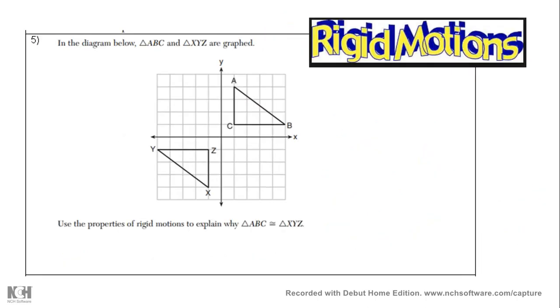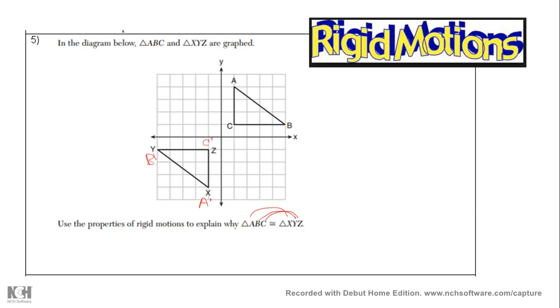All right, one more. Rigid motions. So in the diagram, we see that ABC and XYZ are graphed. Using the properties of rigid motions, explain why the triangle ABC is congruent to triangle XYZ. So first, let's always map out. A goes to X, so A is going to go down here. That would be where A prime is. B goes to Y, and C goes to Z.